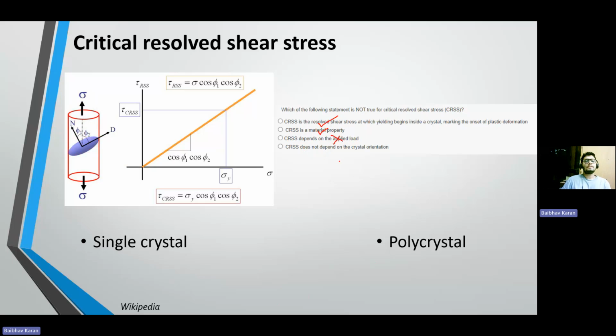Then, CRSS does not depend upon the crystal orientation. This is not true. It depends on the crystal orientation. We have to see how the crystal is oriented, since we are finding the Schmid factor or angles. Cos phi 1 and cos phi 2 depend on the direction, so of course the orientation is important. So this is the statement that is not true for CRSS.